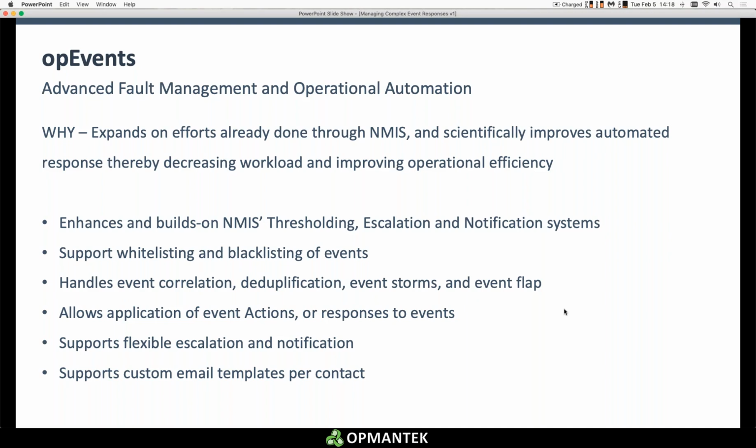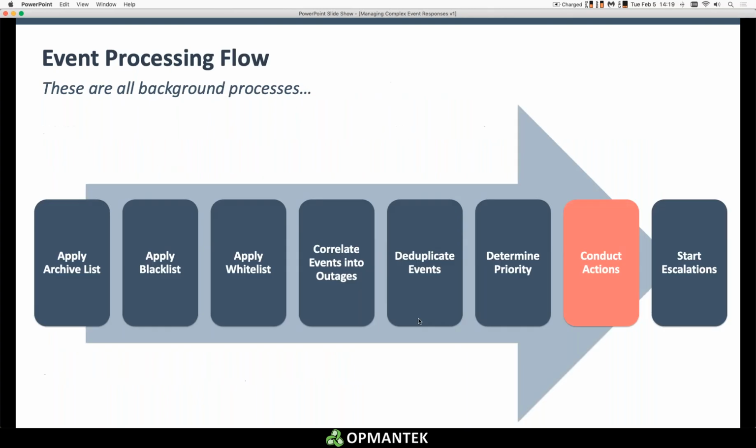When you want to get into fault management and really operational automation, when you want to be able to respond to events that are coming into the system and do something proactive about it, you upgrade to Opmantek's opEvents solution. What that really does is give you the capability to whitelist and blacklist events. It does correlation, deduplication. It'll talk about event storms, event flaps, and of course, it will handle event responses.